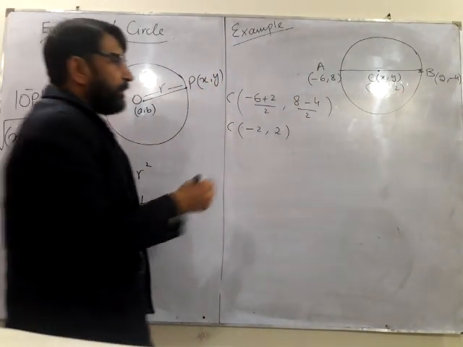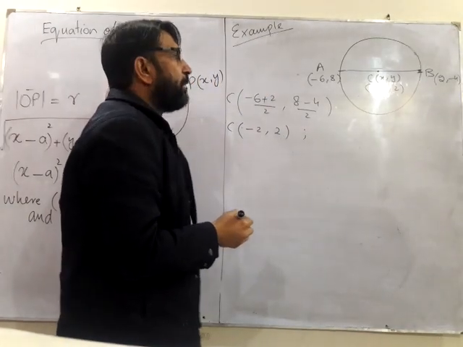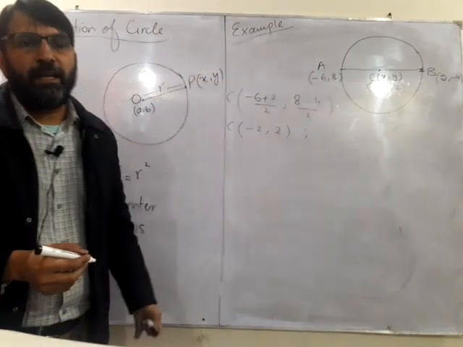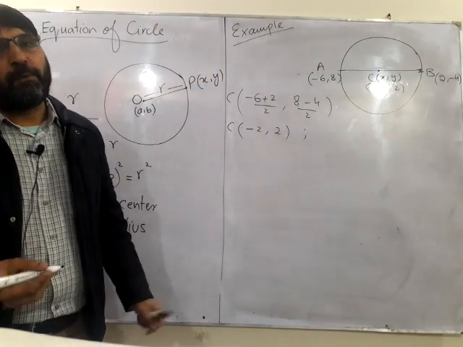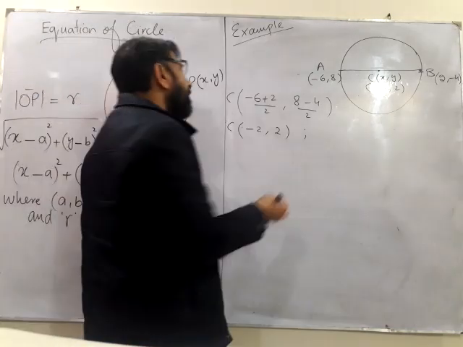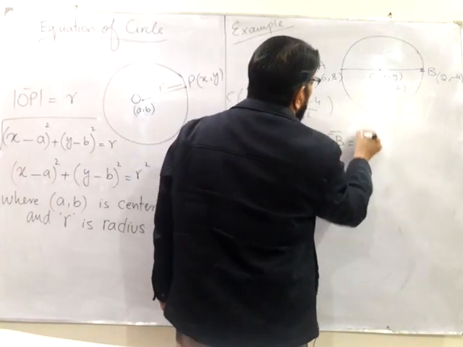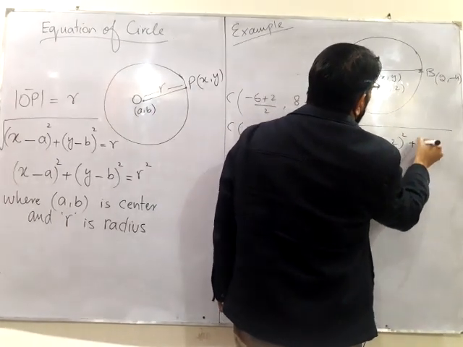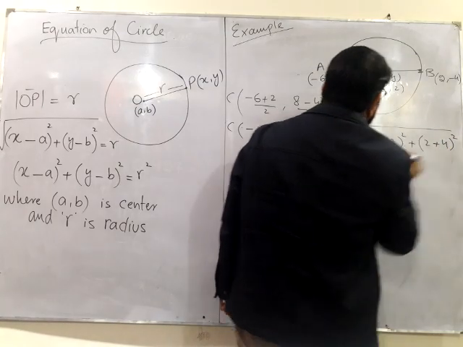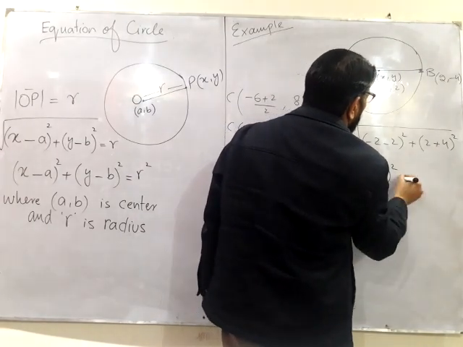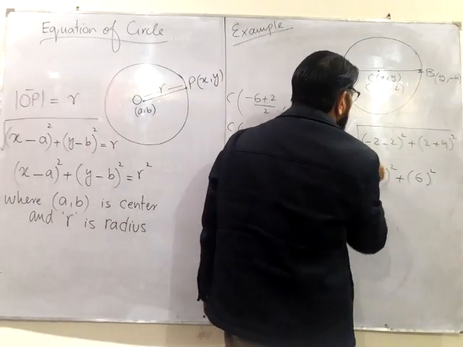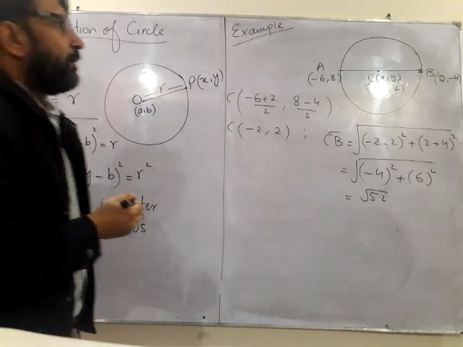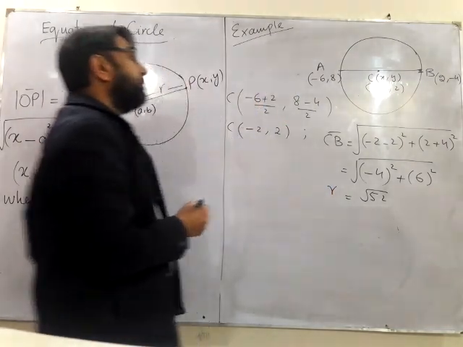The second thing we require for the equation of a circle is the radius. For finding the radius we can find the distance CB, the distance CA, or the distance AB and divide it by 2, by either method. Let's find the distance CB, which is the square root of, by the distance formula, (minus 2 minus 2) square plus (2 plus 4) square, which gives us minus 4 square and 6 square, and this will take us to square root 52 after simplification, which is the radius of the circle.